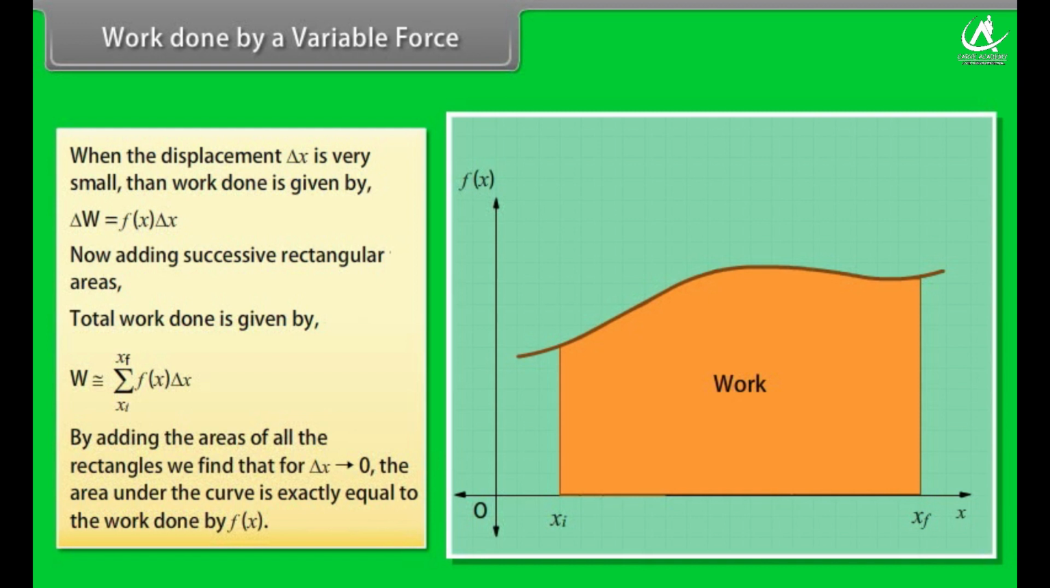By adding the areas of all the rectangles, we find that for delta x tends to 0, the area under the curve is exactly equal to the work done by Fx.